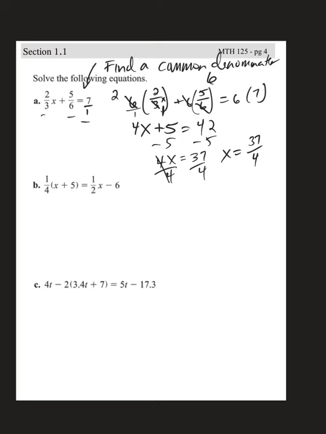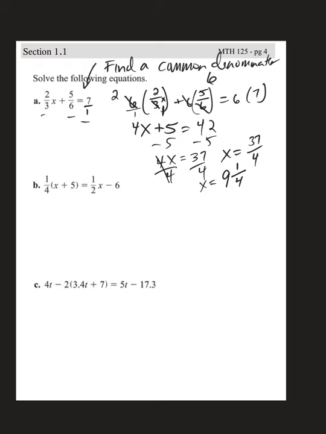But if they did want us to write this as a mixed number, I know that 4 goes into 37 9 times, because 4 times 9 is 36, with 1 left over. So that 1 that is left over, I'm going to put over my original denominator. So either one of these answers will suffice. Let's look at the next one.